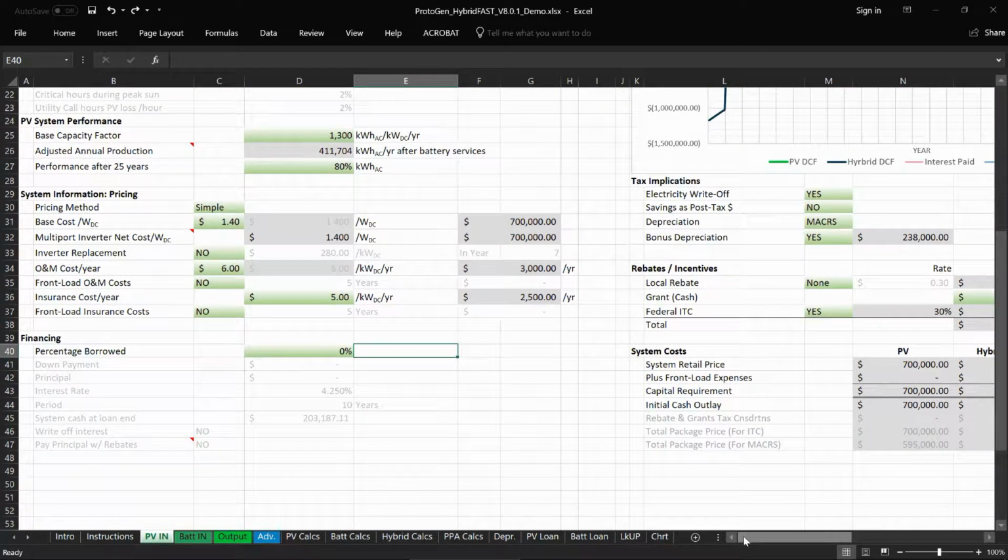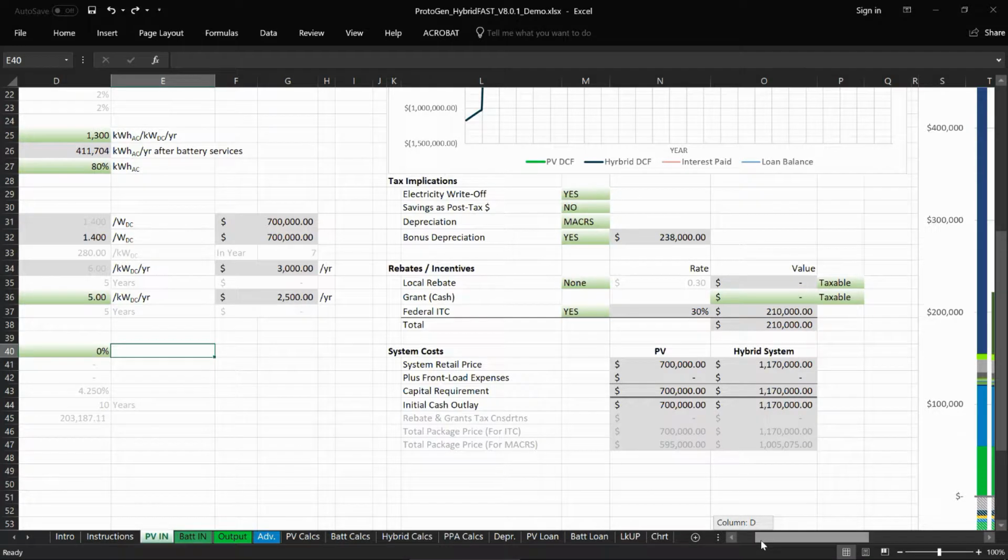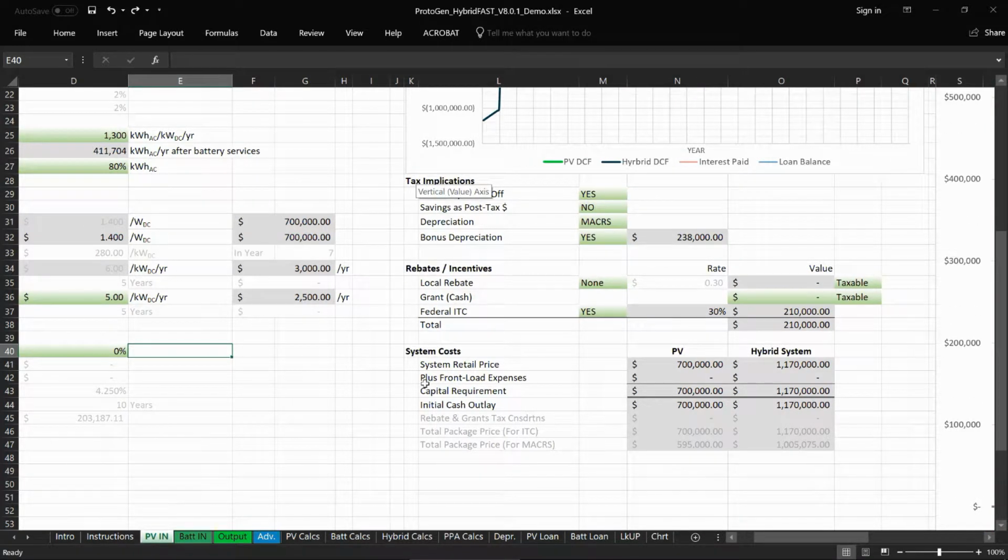Then we'll move directly to the right with tax implications, rebates, and system costs. The tax implications section is where you account for some of the tax situations that may be pertinent for your analysis, whether or not the customer is writing off electricity, if they're planning on taking depreciation, if they're planning on taking bonus depreciation. And then directly below that is the rebates and incentives section.